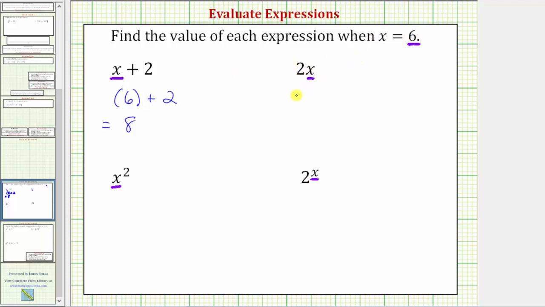The next expression is 2x, which means 2 times x. So if x equals 6, we have the expression 2 times 6, and 2 times 6 is equal to 12. Next we have x squared, so if x equals 6, we would have 6 squared. Here's an example where if x was negative, the parentheses would be required to have the correct expression as well as determine the correct base. Well, 6 squared means we have 2 factors of 6, and 6 times 6 equals 36.